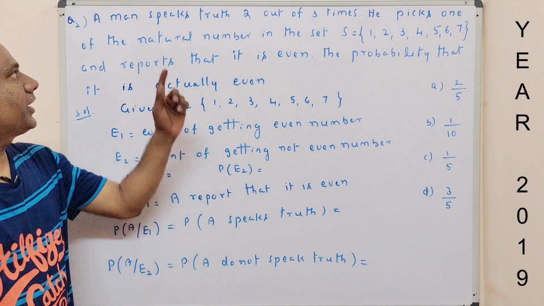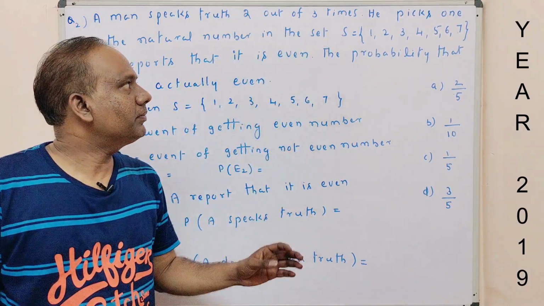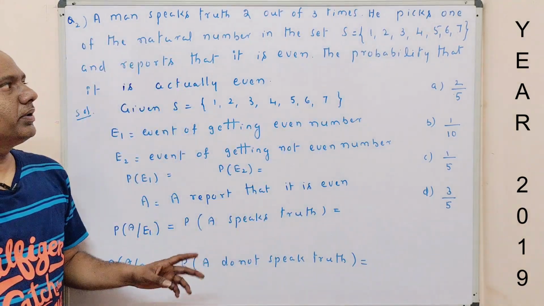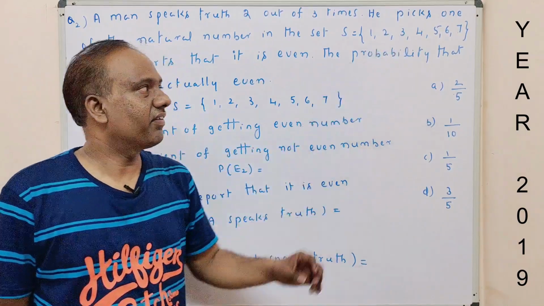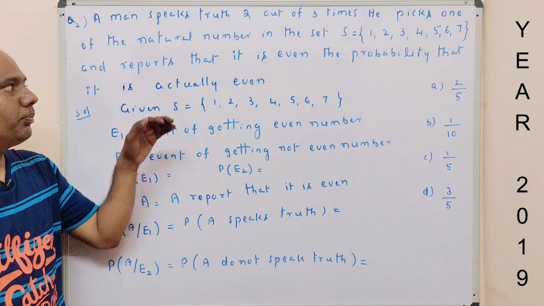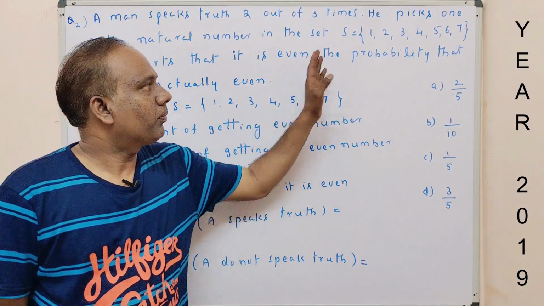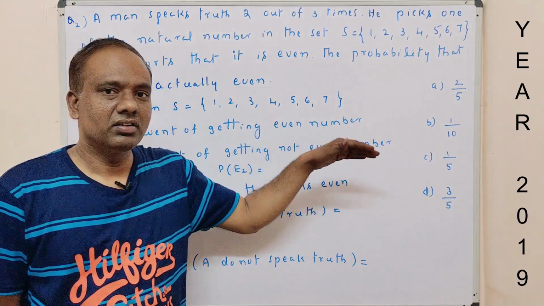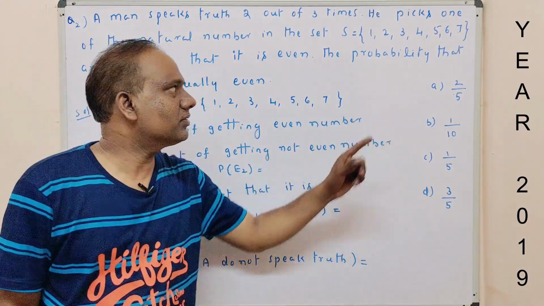The question is: a man speaks truth 2 out of 3 times and he picks one of the natural numbers in the set S is equal to 1, 2, 3, 4, 5, 6, 7 and reports that it is an even number. Now what is the probability that it is actually even? So this is the question. So these are the options.